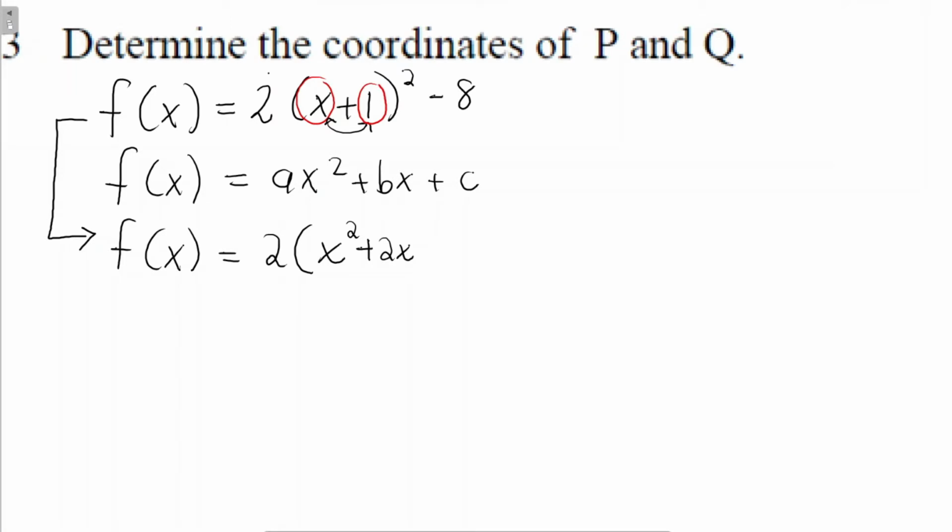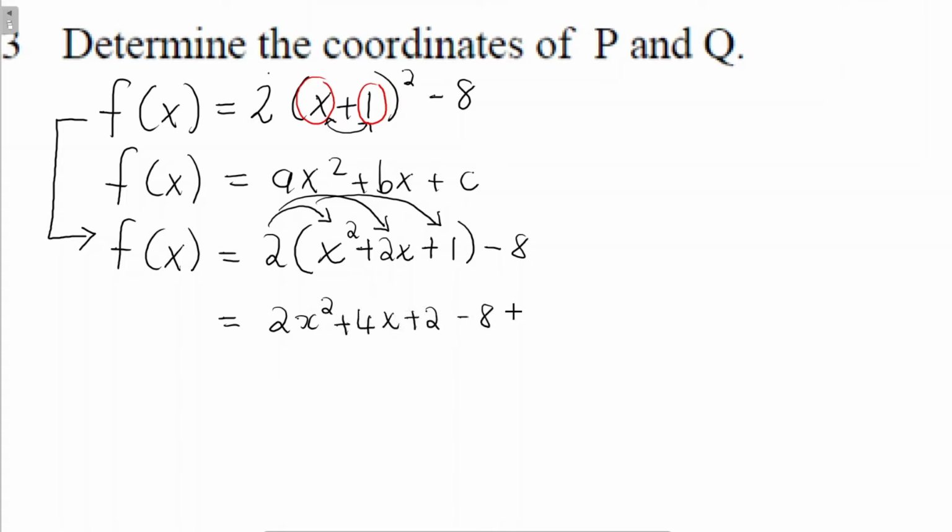Okay, so if you square the last term, 1 squared is just 1, minus 8, right? And then, guys, we're just going to multiply the 2 in. So it's going to be equal to 2x squared plus 4x plus 2 minus 8, right? Then you just bring down that 8. And then here, guys, we just add our like terms. So it's going to be 2x squared plus 4x plus 2 minus 8 is minus 6, right?